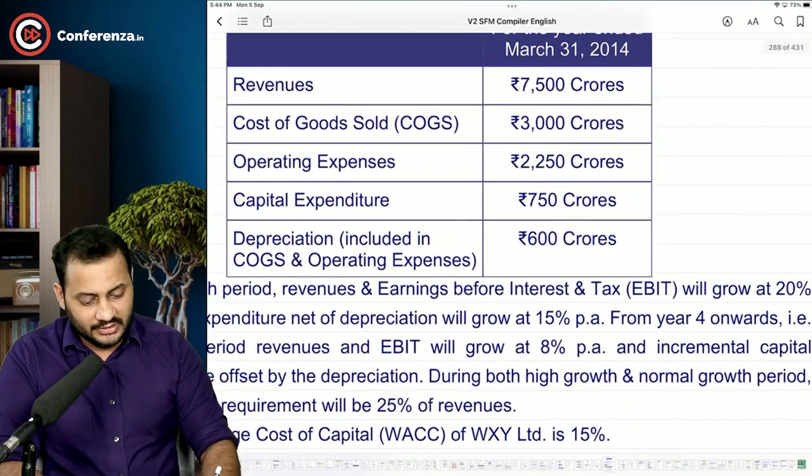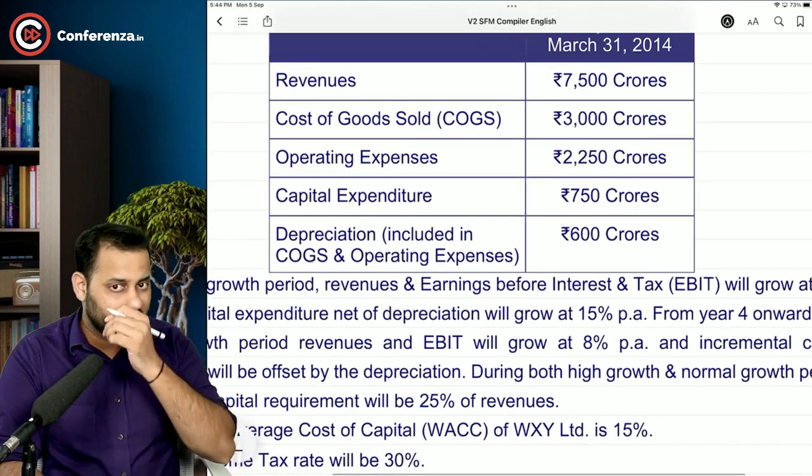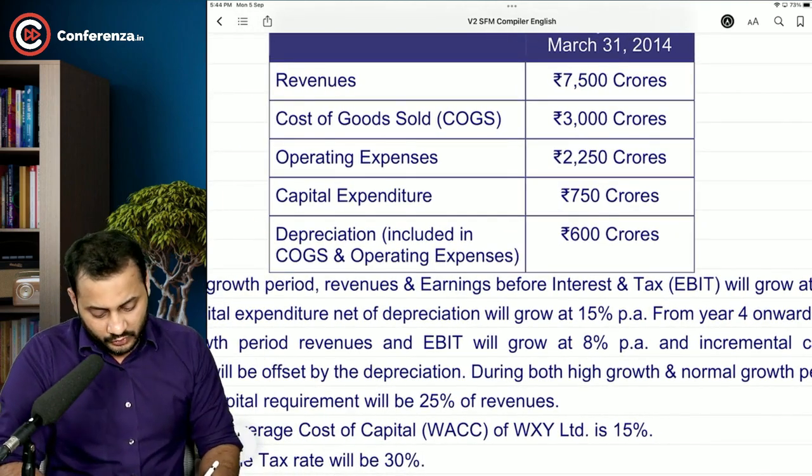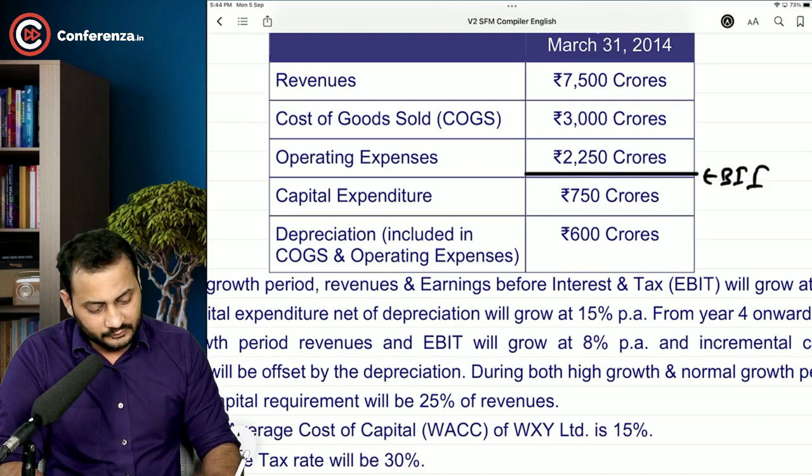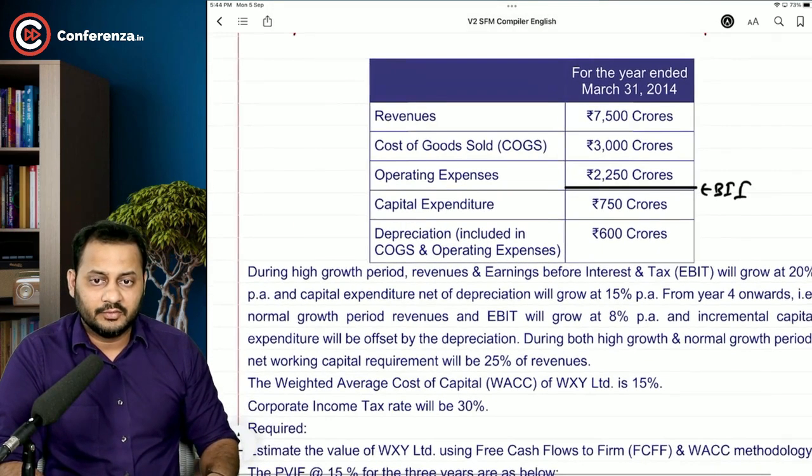Right? So you will start with the revenue. Just understand, revenue, cost of goods sold, operating expenses. Till this point you will get your EBIT. Right? EBIT.